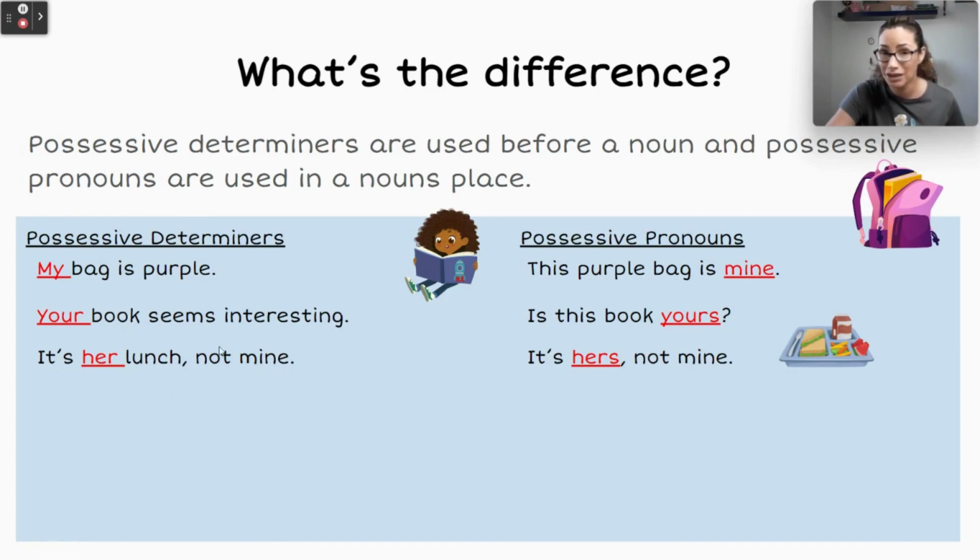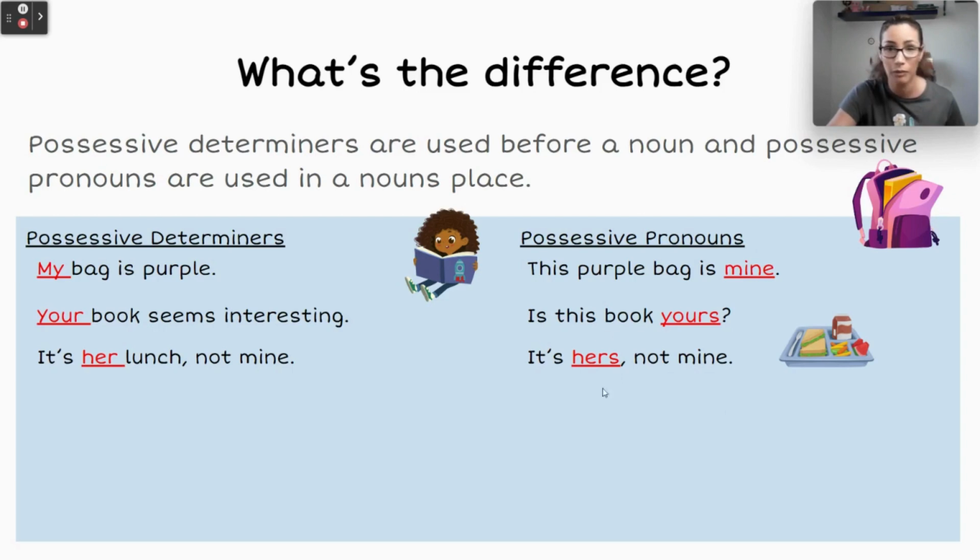And here, lunch would be the name, right? The noun, and her, well, it's the possessive determiner telling you who the lunch belongs to. Okay, ¿a quién pertenece ese almuerzo? It belongs to her. Okay, it's her lunch. Now, if I wanted to use it with the possessive pronoun, I would say it's hers, not mine. Es suyo, no mío. It's hers, not mine.